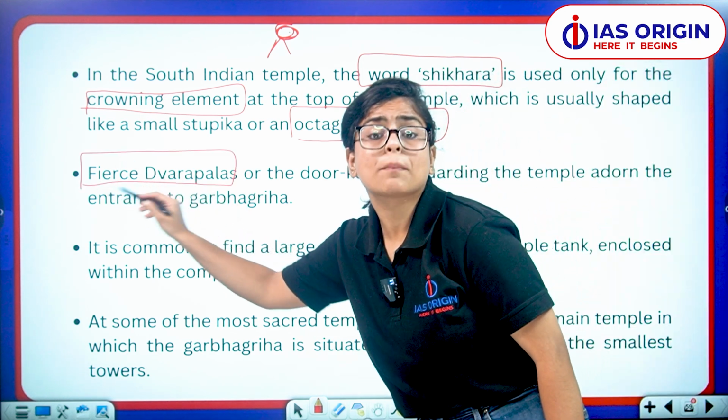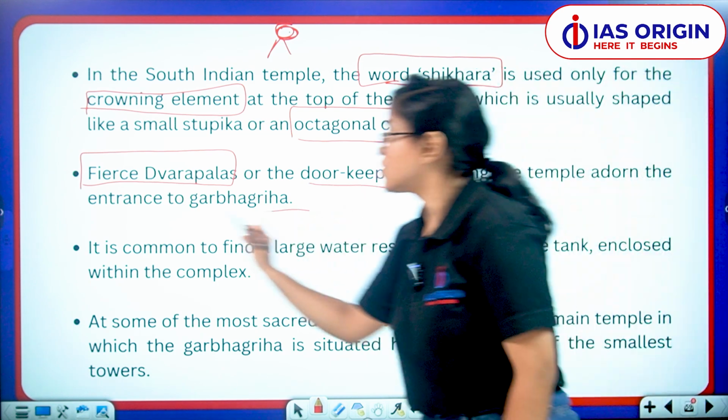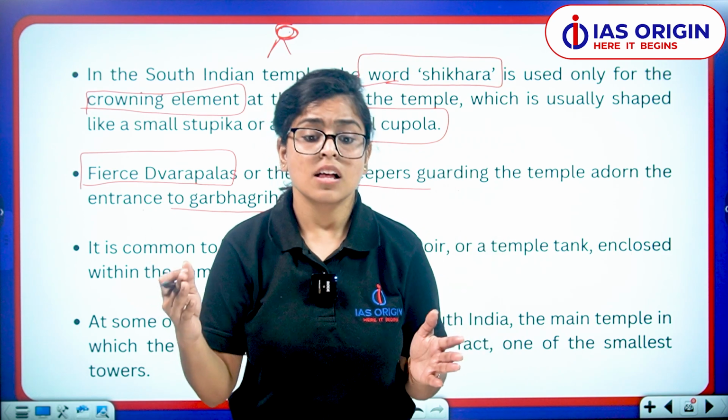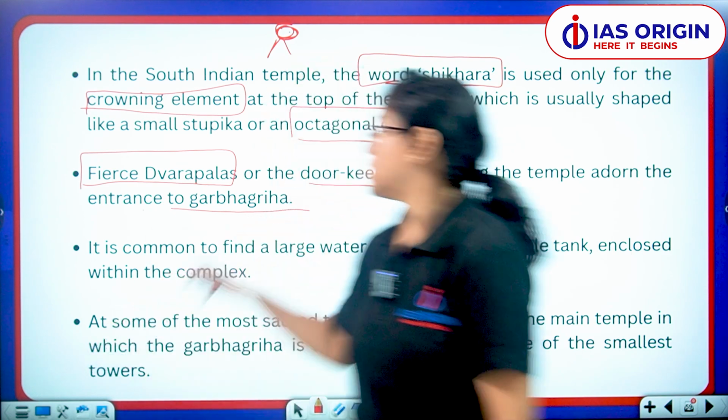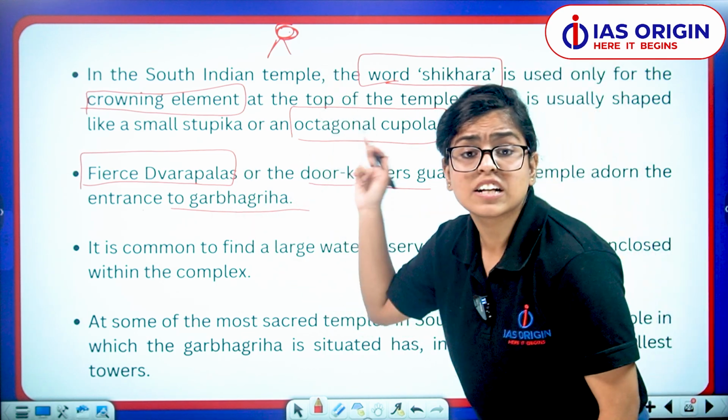Also fierce Dwarpalas are there as the doorkeepers on the entrance of the Garbhagriha. North India के temple पे गर्भगृह के बाद Yamuna and Ganga were depicted as deities, but here the fierce Dwarpalas or the doorkeepers are there. This is a difference.